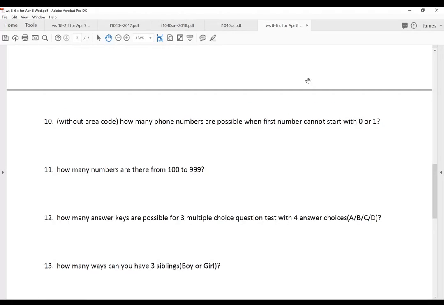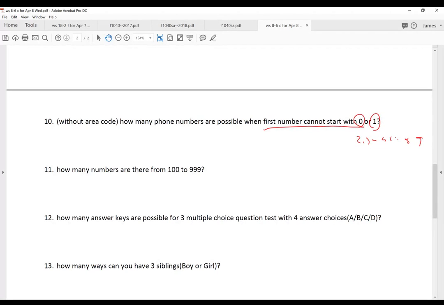Okay, so without the area code, how many phone numbers are possible? For the first number, you cannot start with 0 or 1. Why not? Because 0 gives you the operator, and 1 tells you that you're using an area code, so you're going to confuse the phone. So just start with either 2, 3, 4, 5, 6, 7, 8, or 9.